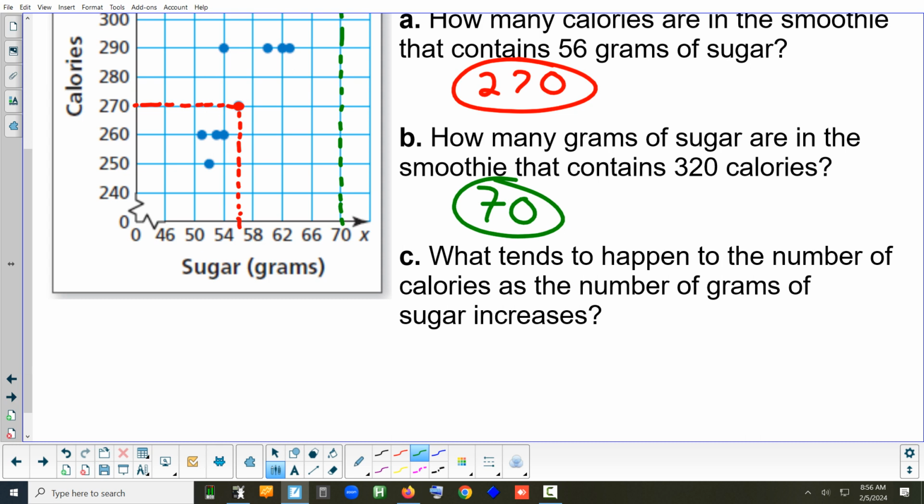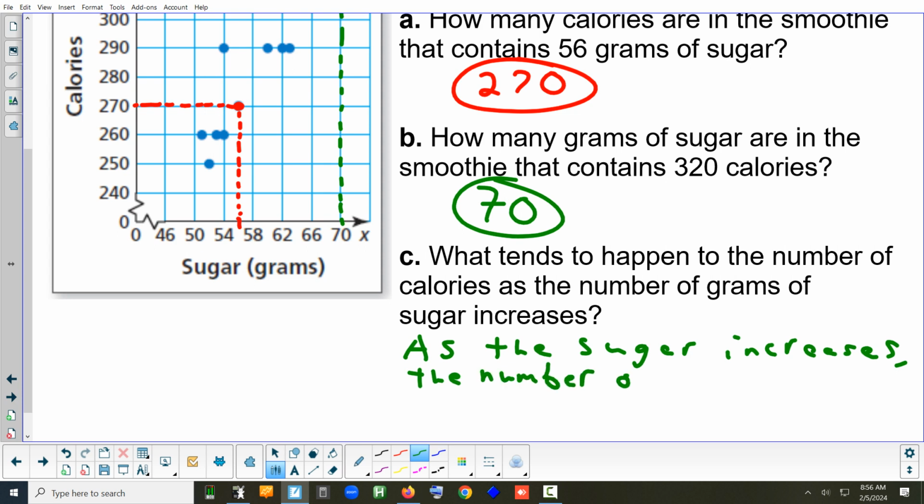So as the sugar increases, the number of calories increases. In general, that's the pattern that we see. Okay, any question on that?